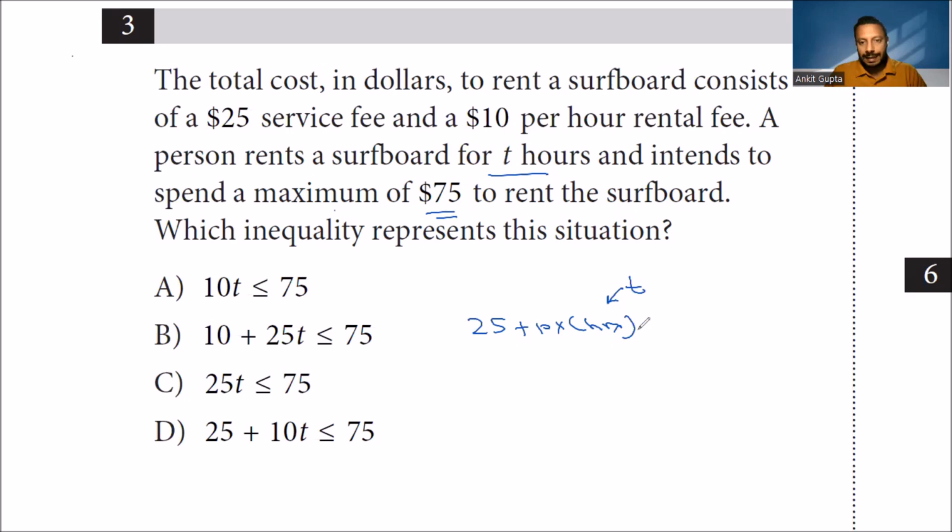So 25 plus 10t, and the maximum is $75. That means this is less than or equal to 75. Or we can write it as 25 plus 10t is less than or equal to 75. If we glance through the answer choices, option D has exactly the same inequality: 25 plus 10t is less than or equal to 75. So the answer will be option number D.